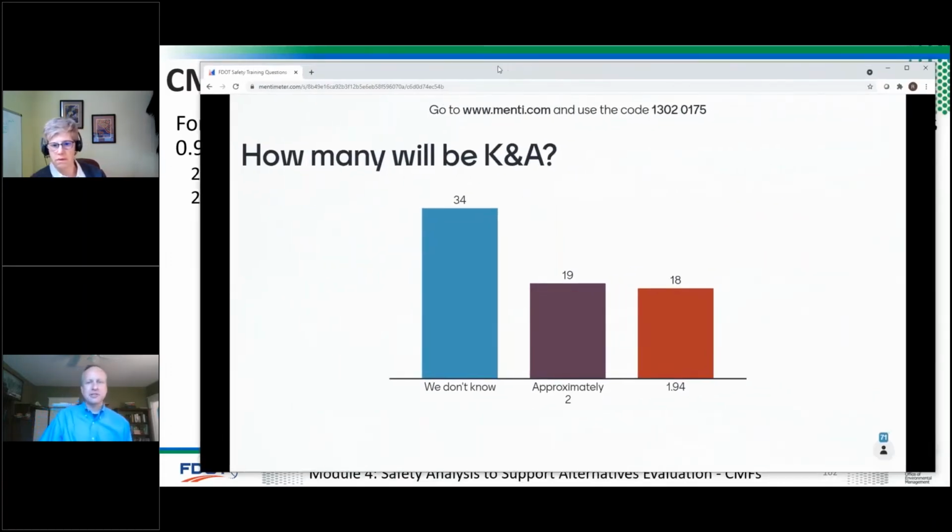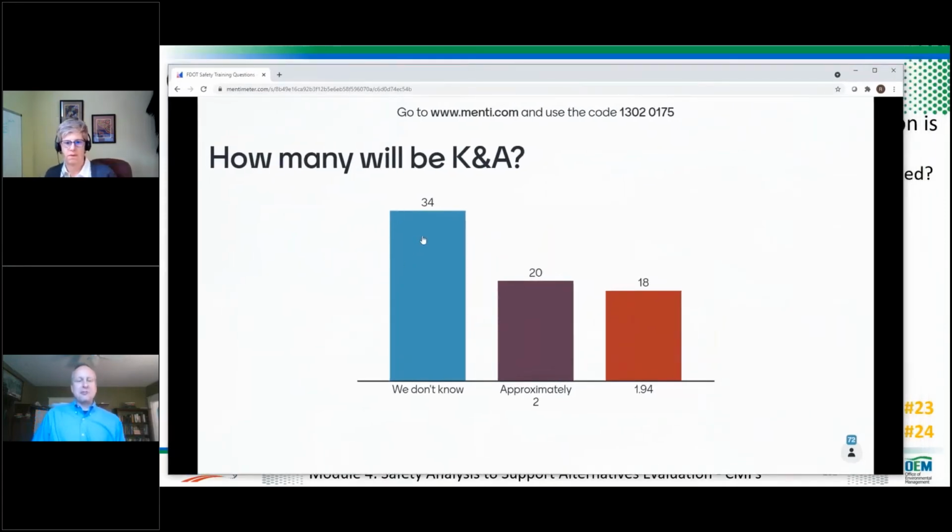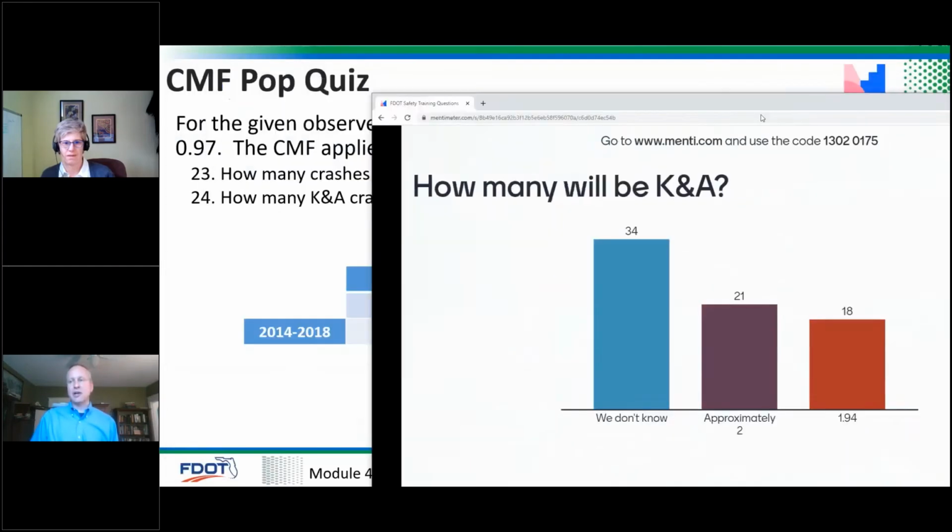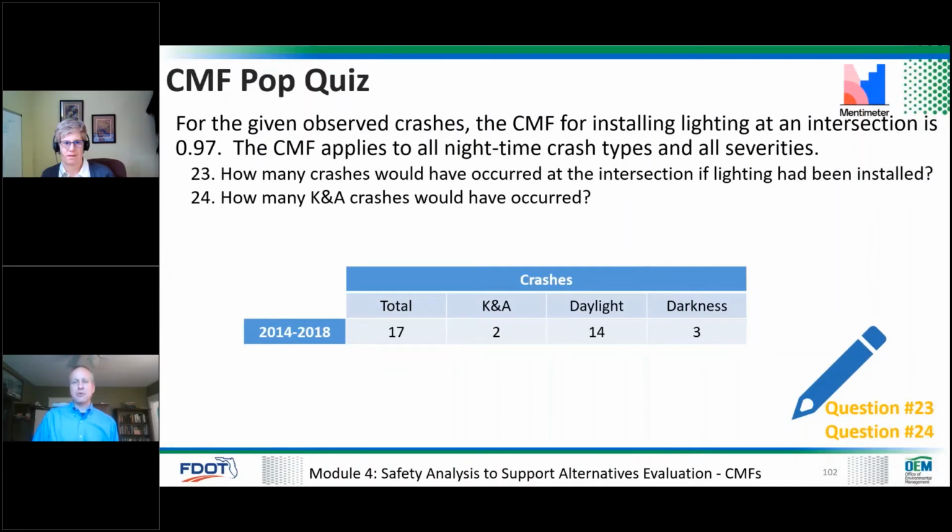We got "we don't know," and some said approximately 2, 1.94. So the majority said we don't know. Next is approximately 2. We know that in our data sample there were 2, and we didn't have information about whether or not those occurred at night. So the initial "we don't know" is accurate in that we don't have that relationship.